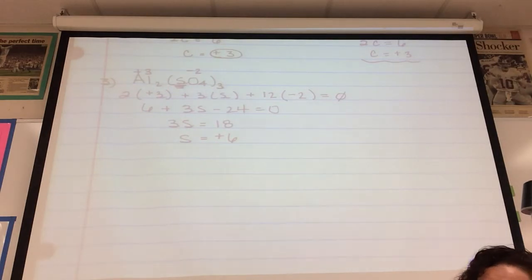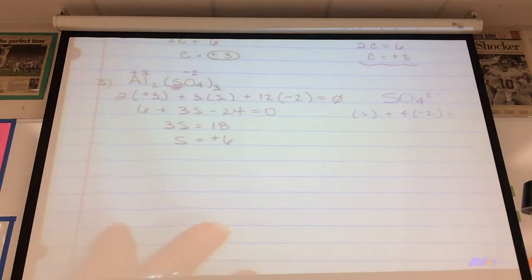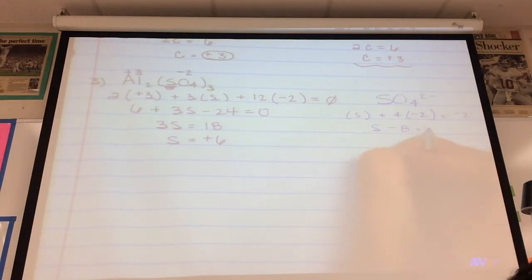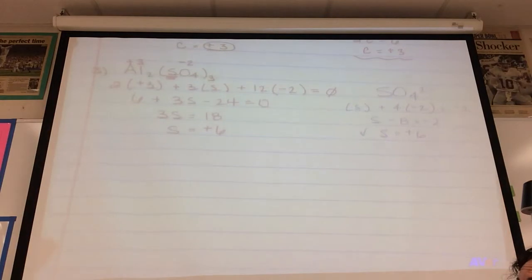And again, you could check it off the sulfate ion if you prefer. You've got S plus 4 O's at -2. What would you set that equal to? -2. And so S minus 8 equals -2. S is equal to +6. So it checks, similar to checking your work back in pre-algebra.